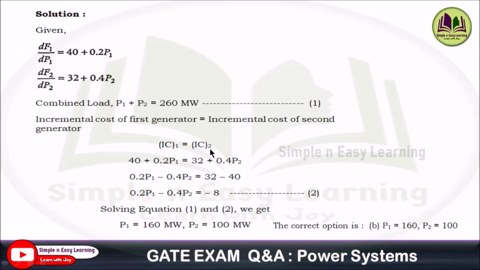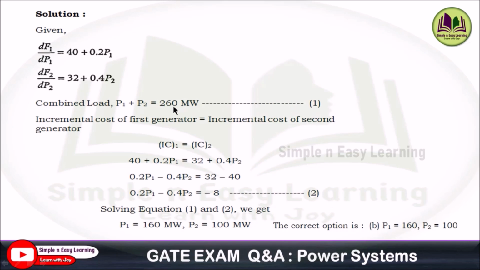IC1 equal to IC2. Just equate these two equations. 40 plus 0.2 P1 equal to 32 plus 0.4 P2. Now keep 0.2 P1 and bring 0.4 P2 to that side, it becomes minus 0.4 P2, and bring 32 and 40 to this side, it becomes minus 40. So the answer will be minus 8. So 0.2 P1 minus 0.4 P2 equal to minus 8. This is your second equation.